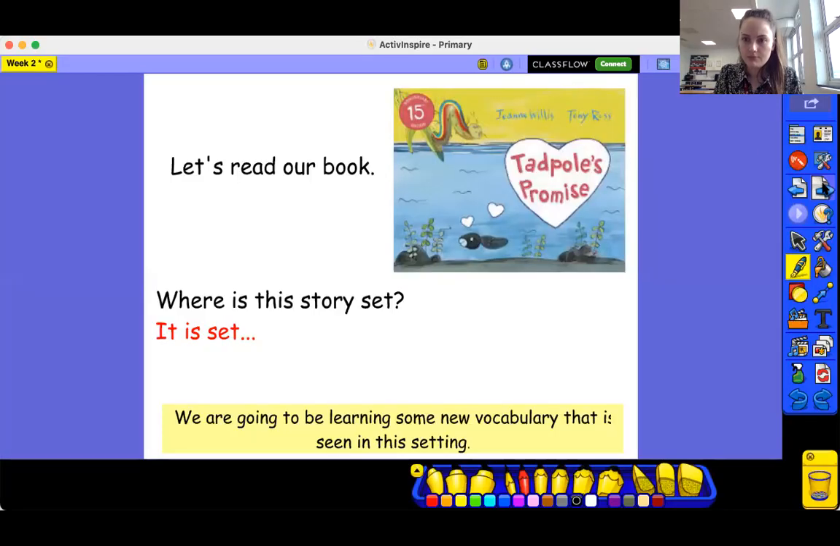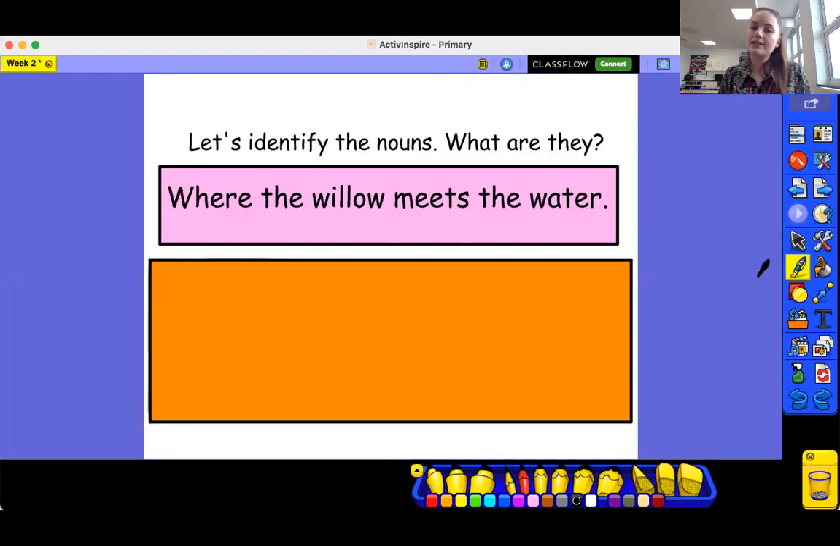Have another think about that question I asked you before I started to read the story. Where is our story set? Where is the place that our story happens? Our story is set where the willow meets the water. Well done if you got that right.